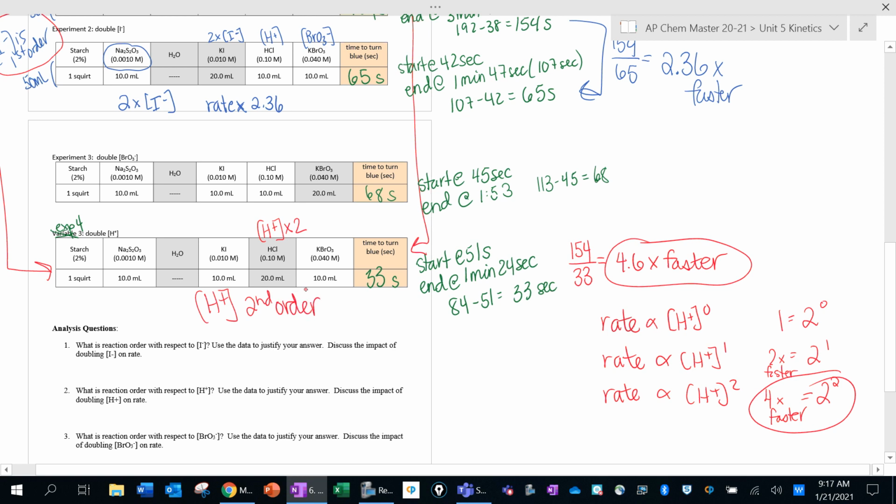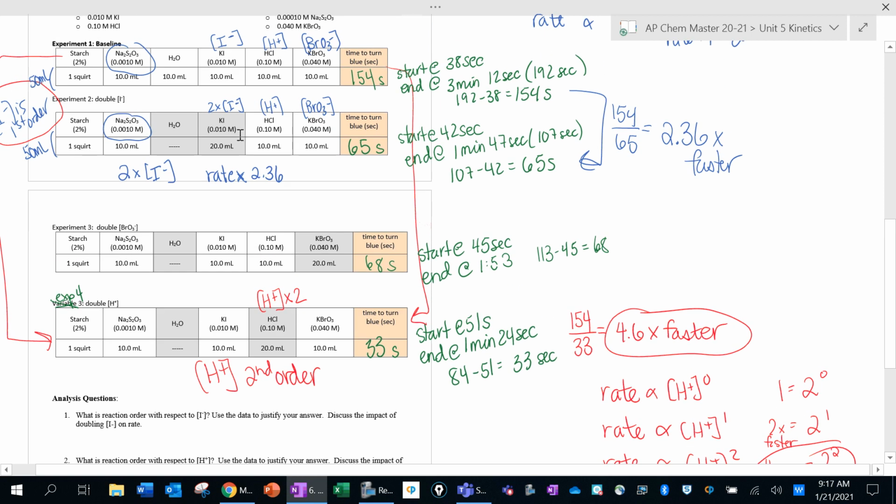So that's how we want to interpret data in this lab. You're going to double one of the concentrations, either iodine or bromate or hydrogen, and then you're going to see how much faster the reaction went compared to the baseline. So it's important you always compare this time to that original time in experiment 1 to see the impact of doubling the reactant on the reaction rate.